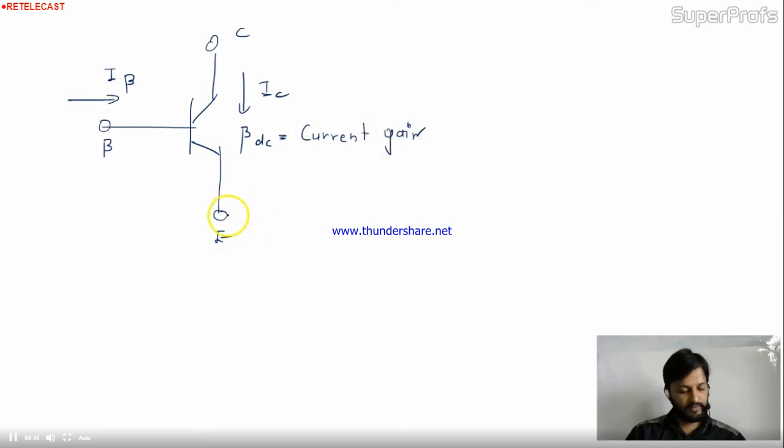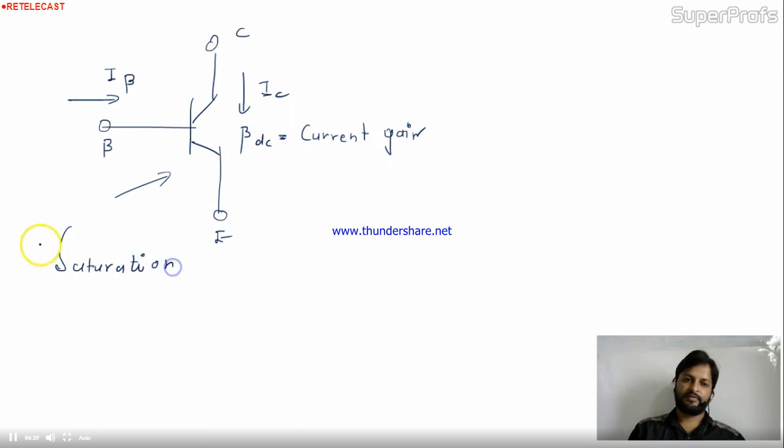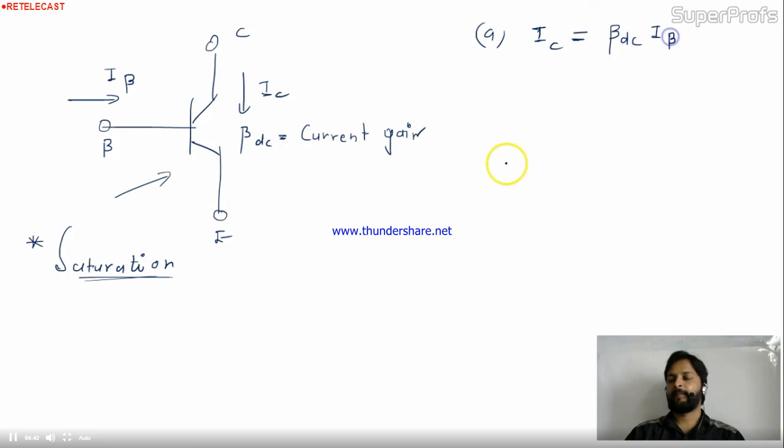Is it okay? Now the question is, if the transistor shown in the figure is in saturation. They have given this saturation. This is working in saturation. Now you have 4 options. Option A is IC should be equal to beta DC of IB.